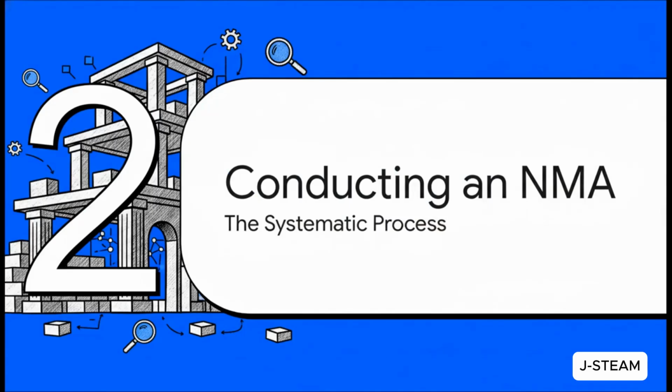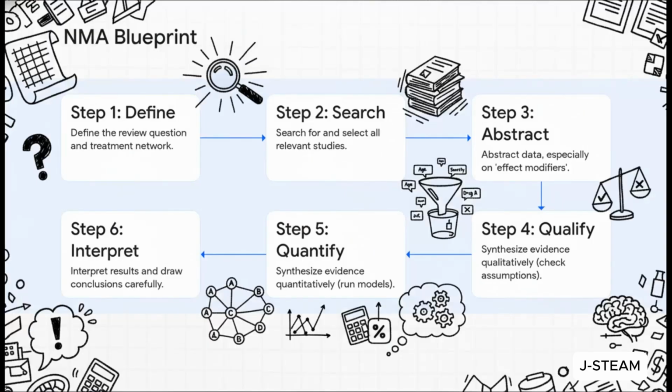So how do you actually build one of these things? It's not just statistical wizardry, I promise. It's a really rigorous, systematic process. Think of it like an architect following a detailed blueprint to build a solid, trustworthy house of evidence. It all starts with a super clear question.